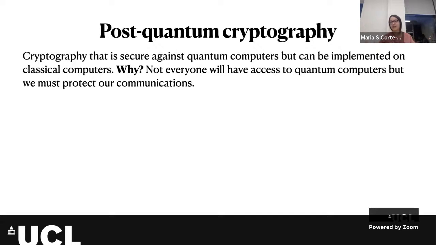But big, large companies or governments will have access to them. And so we still want the privacy of everyone who doesn't have access to a quantum computer to still exist. And so in this interim period, it's important to have cryptography that will still be able to be implemented on our classical computers. And who knows if quantum computers will ever be accessible to everyone, but we still want them to be able to have private communication.